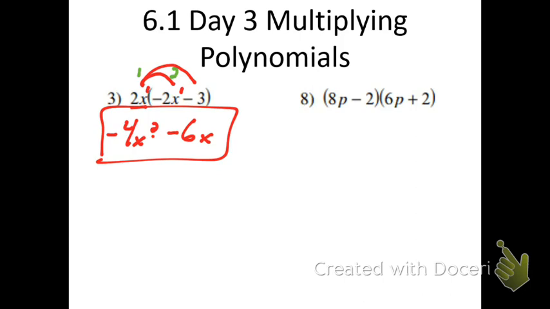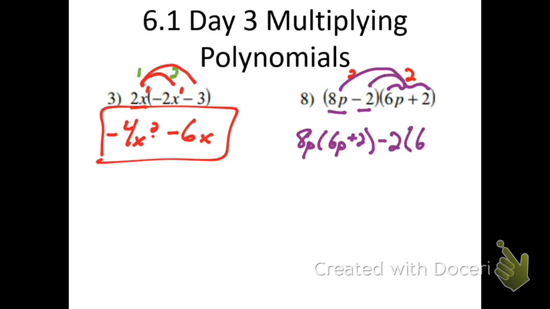All right. Now, next up over here, we have a binomial, which is 2 terms, times another binomial, which is 2 terms. So here's what we have. We're going to take this first term, and we're going to multiply it by this whole binomial right here. So 8p times 6p plus 2. Then we're going to take the second term, which is negative 2, and we're going to distribute that to the same binomial, 6p plus 2. So that's the first step. That's me showing my work, ladies and gentlemen, which is what I expect out of you.